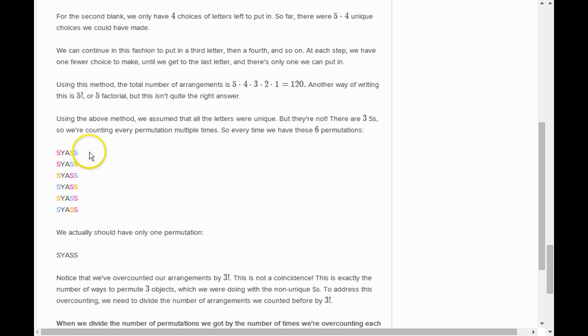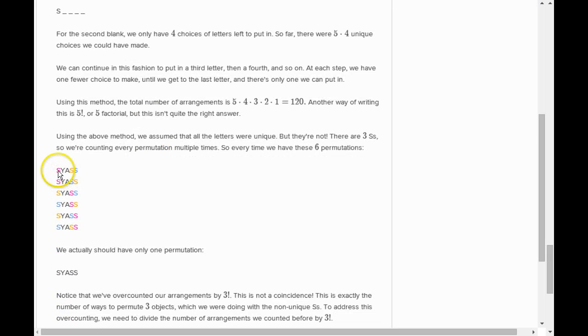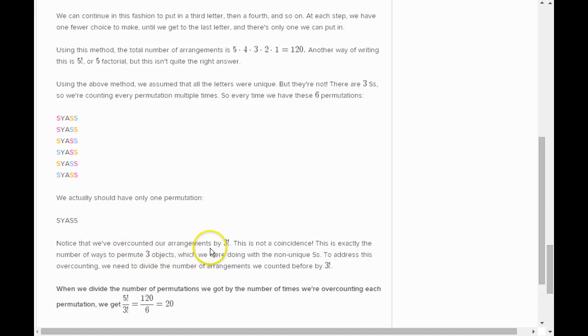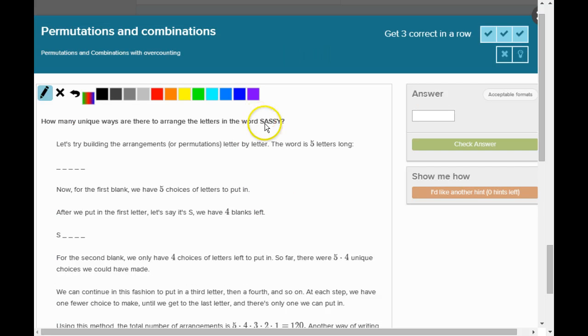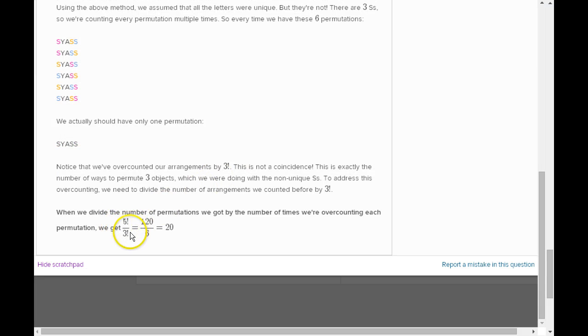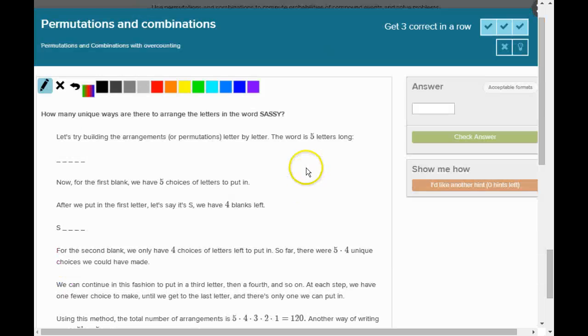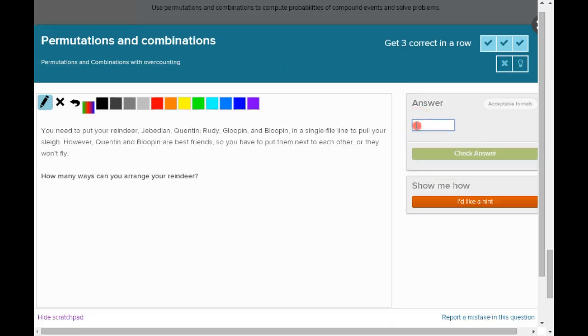But recognize something about the S's. Here they use color, and that's really nice. If I put the pink S first and then the yellow S and the blue S, that would seem to be a different arrangement. But now that I mix up that order, I actually have six different ordered letters that really only have one permutation. So what it says here is we've overcounted by 3 factorial. We think about how many ways we could make permutations with just these three objects, and that would be 3 factorial. So we have to divide by 3 factorial. We end up with 120 divided by 3 factorial, which is 6, and that gives us 20. So that's how those are done.